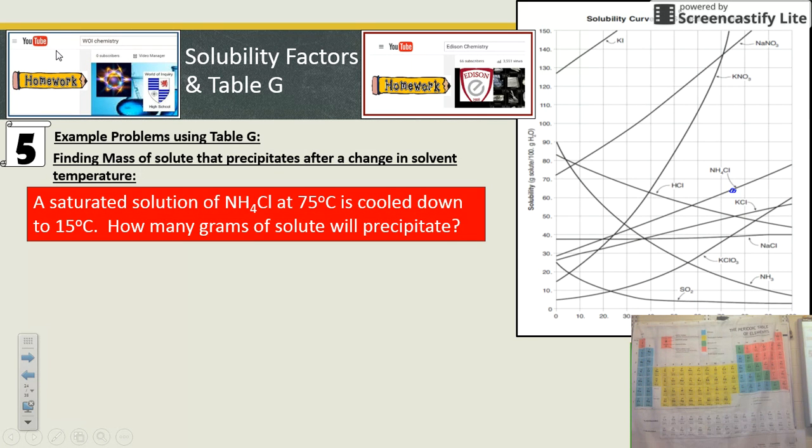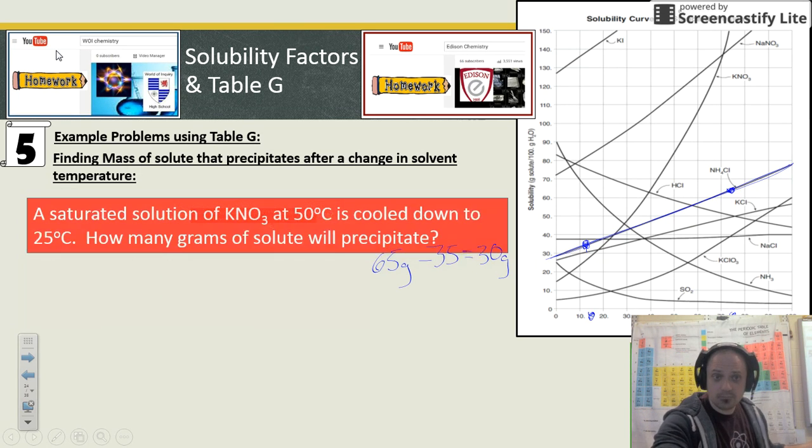So I was trying to solve this one, saturated solution of ammonium chloride, NH4Cl. This curve of interest is at 75 degrees. It's saturated, so we know we've got about 65 grams of material dissolved in there. But we cool it down to 15 degrees. And at 15 degrees, it looks like maybe only about 35 grams would dissolve. So when you subtract the two, you get 30 grams difference. If you were to cool that solution down, about 30 grams of material would precipitate to the bottom. So subtraction. Okay, let's try another one.